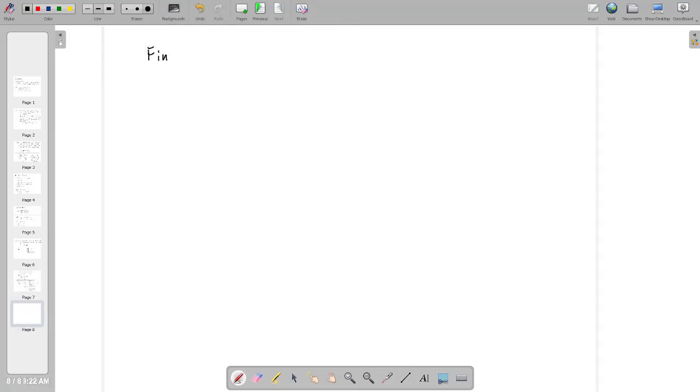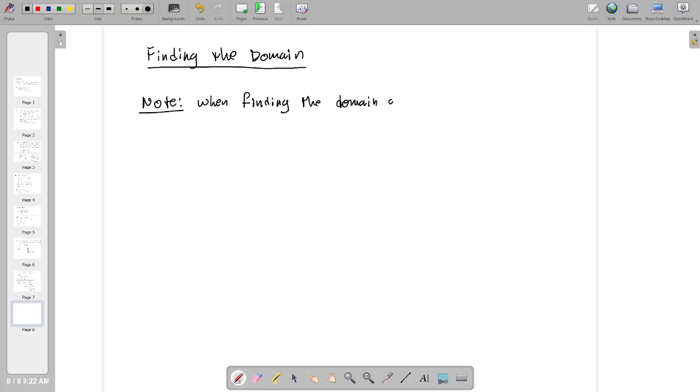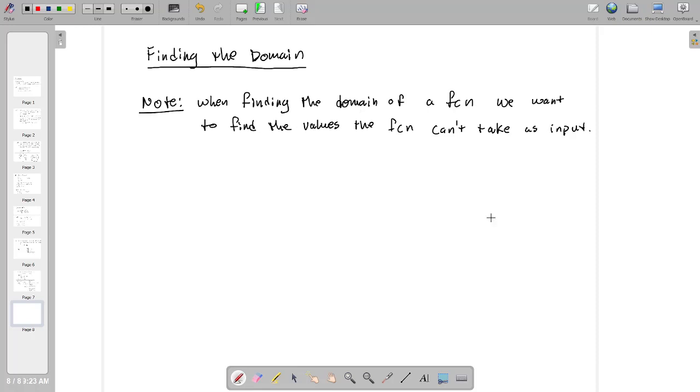And the next topic that I want to talk about is finding the domain. How do we find the domain of a function? Well, as I've noted before, when we are looking for the domain of a function, we're looking for which values the function cannot take. When finding the domain of a function, we want to find the values the function can't take as input. And this happens because the output would be undefined in some way.